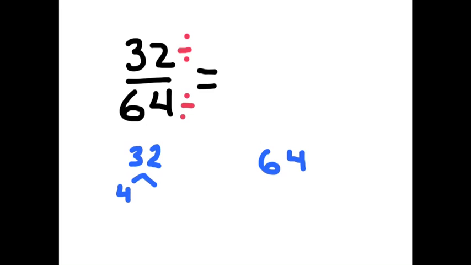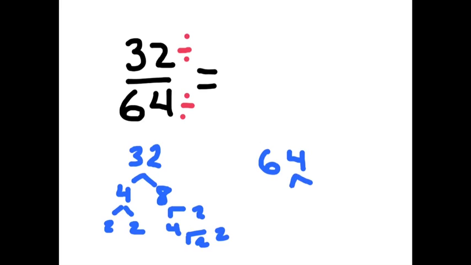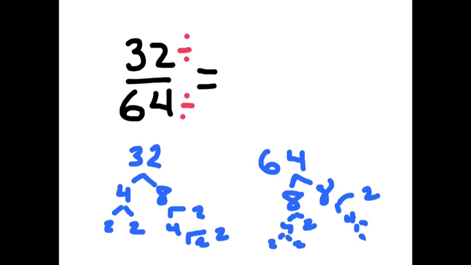32 is 4 times 8, 4 is 2 and 2, 8 is 4 times 2, and then that 4 is another 2 times 2. 64 is 8 times 8, and then 4 times 2, and another 4 times 2, and then this 4, 2, and 2, and this 4, 2 times 2. So we've got to look at what's the same.